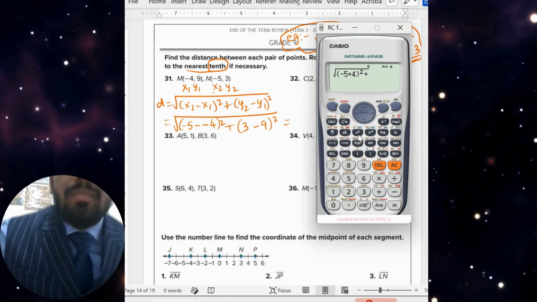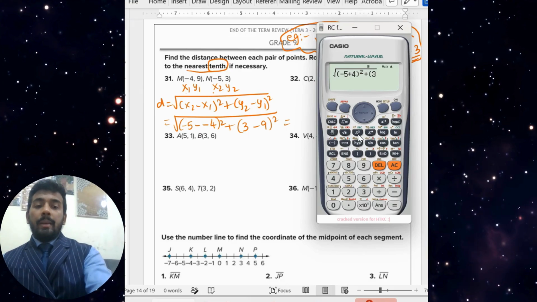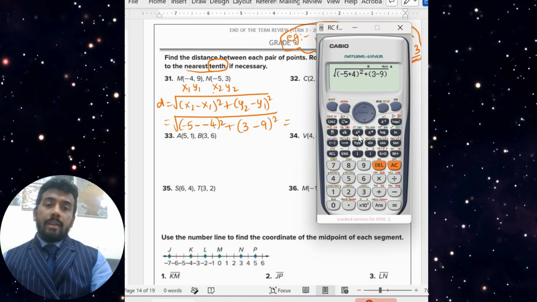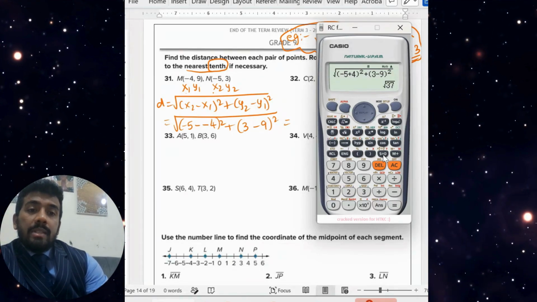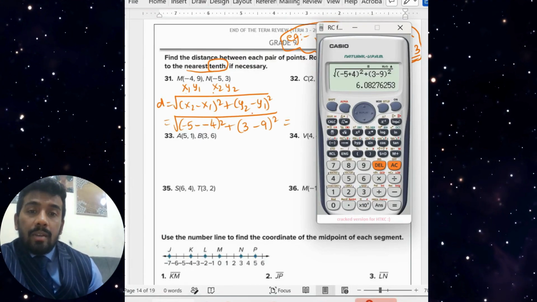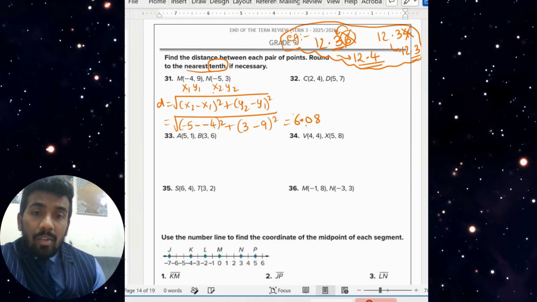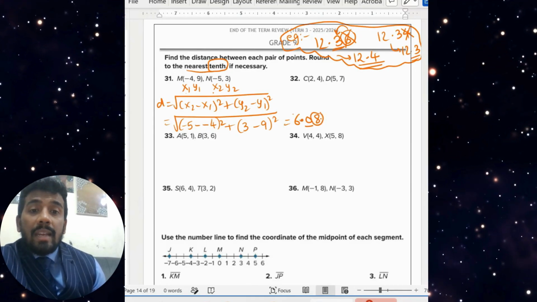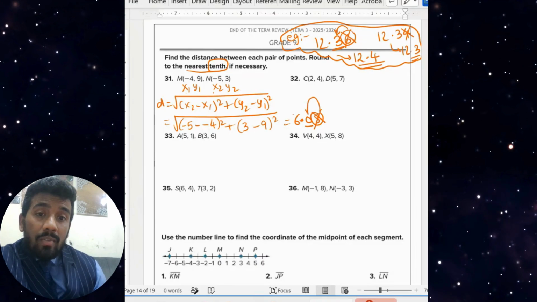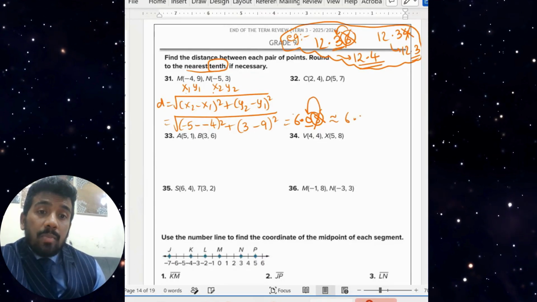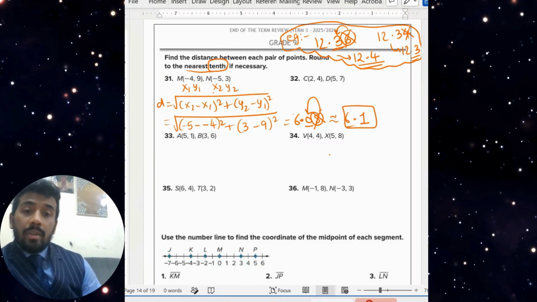Plus bracket 3 minus 9 bracket, then you have square, equal. So what do you get? Root 37, that's 6.08. As we need one number after the point, and this number 8 is more than 5, we'll round off and the 0 will become 1. Understood? So that's your answer. That's how you do it.